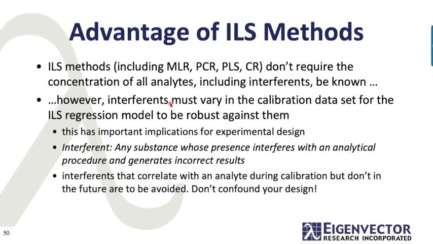So again, an interferent is any substance whose presence interferes with an analytical procedure. So that's other analytes and other physical effects and instrumental effects, all of that stuff. Interferences that correlate with an analyte during calibration but don't in the future are to be avoided. Don't confound your design. They can correlate a little bit, but if they are really highly correlated with your property of interest, that's a problem. Don't confound your experimental design.